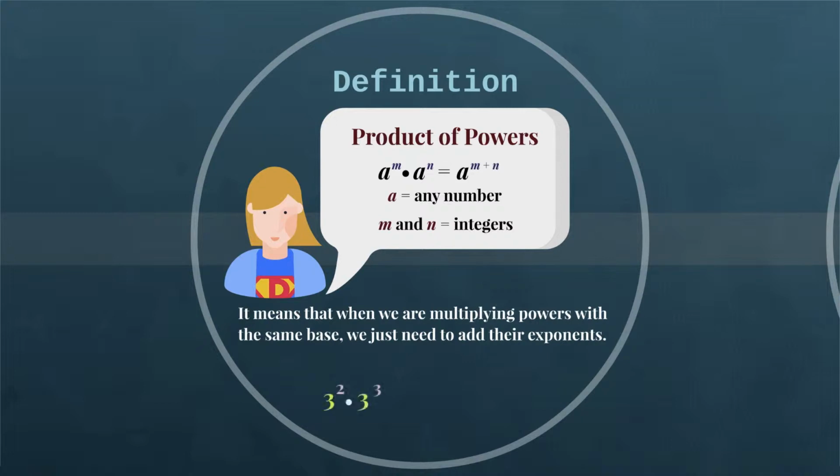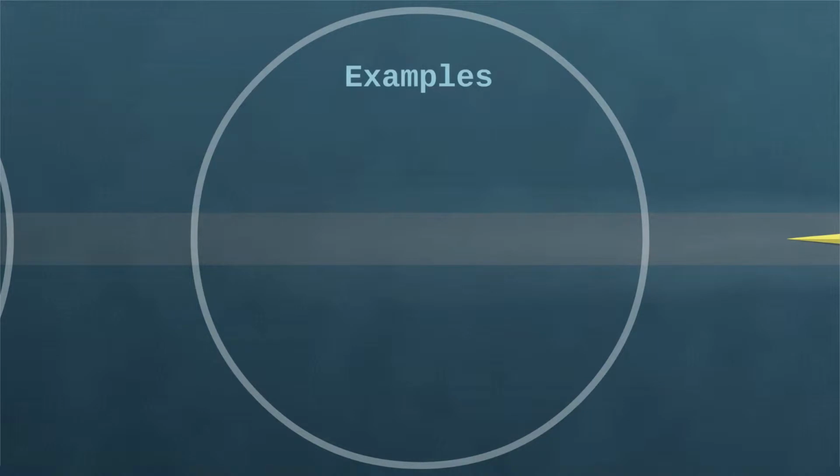Let's solve the product of the square of 3 and the cube of 3. As you can see, our example has the same base, which is 3. The exponents are 2 and 3. Just like what the definition said, add the exponents, 2 and 3. The base, 3, will stay the same. 2 plus 3 is 5. Therefore, the product of the square of 3 and the cube of 3 is equal to 3 raised to the 5th power. To understand the concept even more, let's have some more examples.